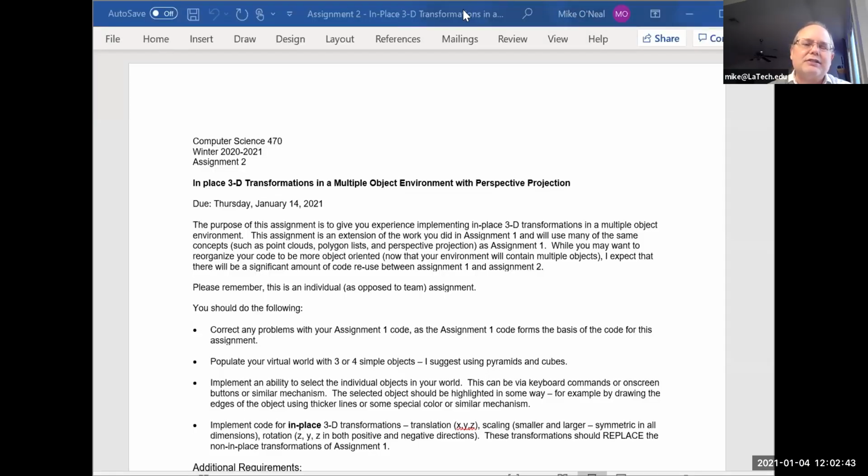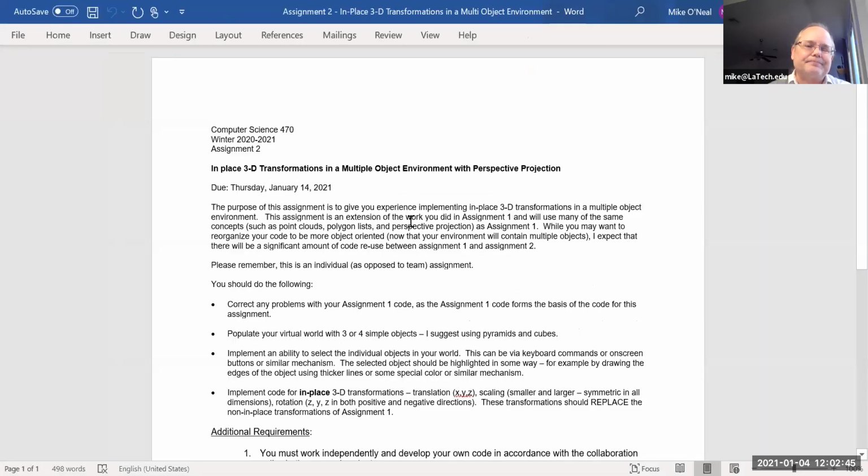So what's the assignment? Well, the assignment's basically what I said it would be. It's due on the 14th. That'll give you 10 days to implement it. And really, it's a natural extension of what you've already done.